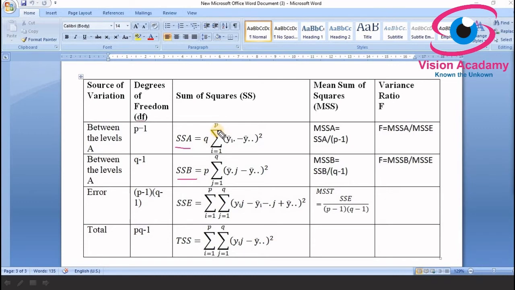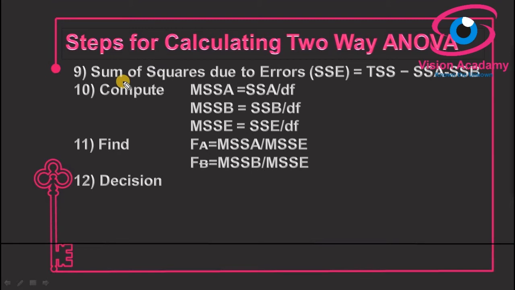The formula for SSA is Q times the summation from i equals 1 to P of (y bar i minus y bar) to the power of 2. For SSB we carry out the same formula with a slight difference: since we are dealing with SSB, we take P here instead of Q, and J instead of I. This is the formula for calculating SSB and SSA. After finding the sums of squares due to factor A and factor B, we proceed to SSE, the sum of squares due to errors.